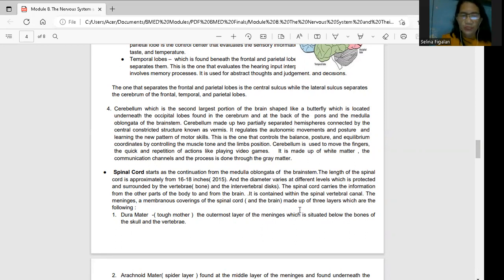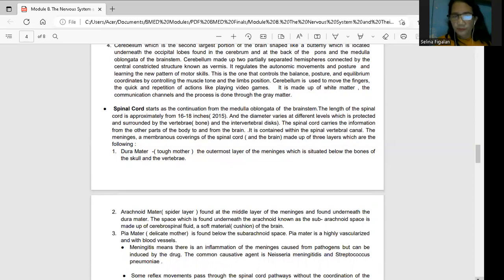Okay? So, the one that covers the spinal cord is what you call the meninges. There are 3 layers found here: the dura mater, the arachnoid, and the other one is what we call the pia mater. So the meninges are membranous covers of the spinal cord, made up of 3 layers. These are the dura mater, the outermost layer, followed by the arachnoid, and then the next one is the pia, the innermost portion.